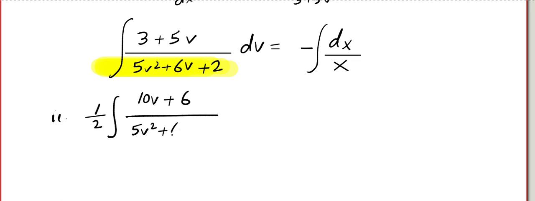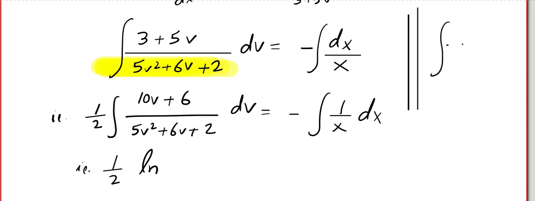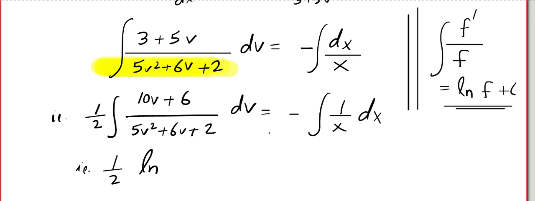So come on, tell me, what is the advantage in writing like this? The derivative of the denominator becomes the numerator, so that we get 1 by 2 log. So those who do not know, you can write, if the derivative of the denominator is the numerator, then the answer will be log of the denominator. So we get 5v square plus 6v plus 2.